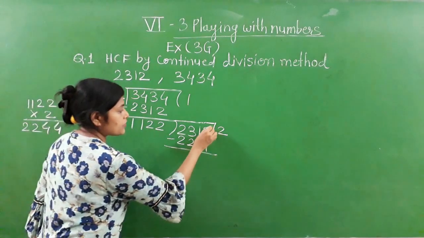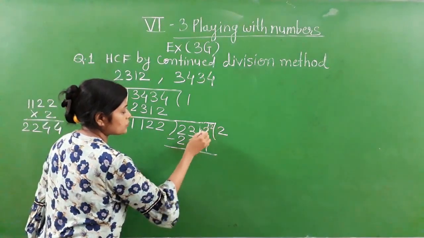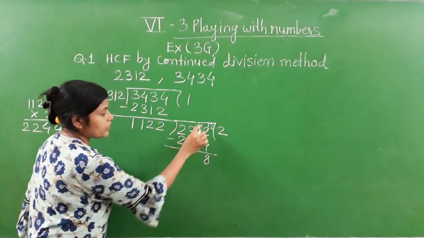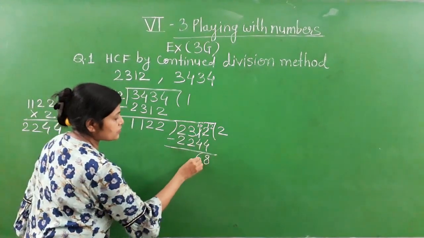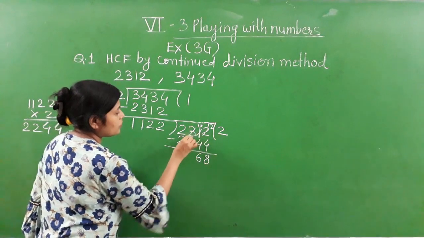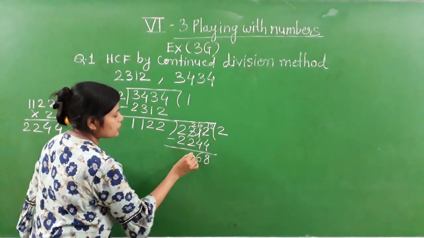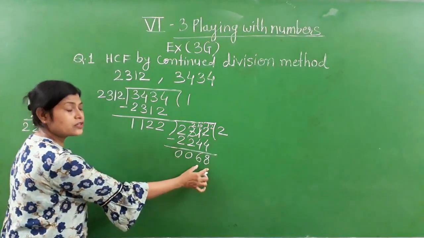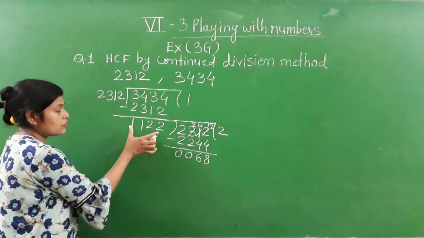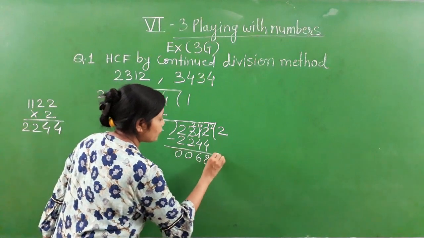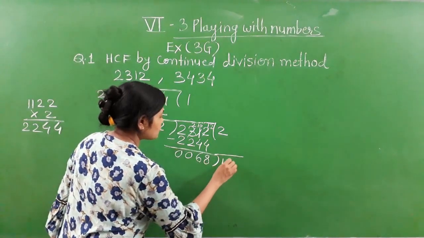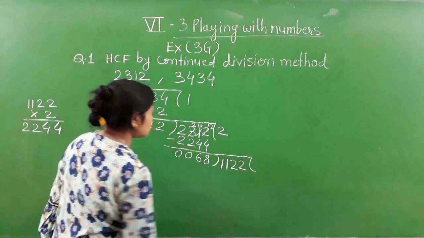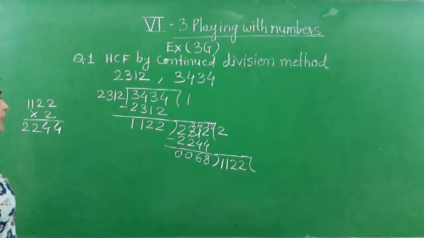Now this becomes 12. This is your 10. 12 minus 4 is 8. 10 minus 4 is 6. Then here the borrow we had taken, so 2 minus 2 will be 0 and this will be 0. Now this becomes your divisor and this becomes your dividend. So here we will write 1122. Okay. Now we will see here 68.